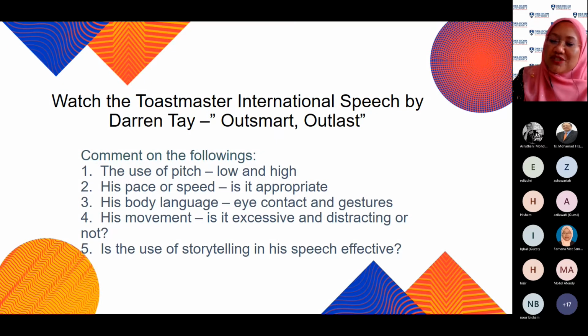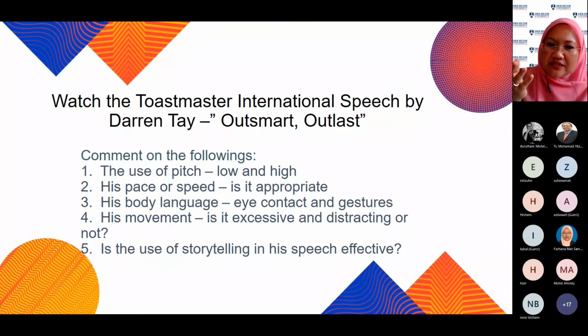One is the use of pitch. We talked about pitch just now, right? Using low and high. And then also we talk about pace or speed. So your comment would be, is it appropriate? The speed that he used, is he going fast, or was he going slow?